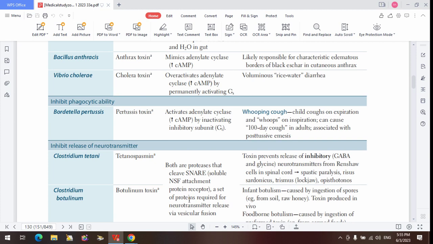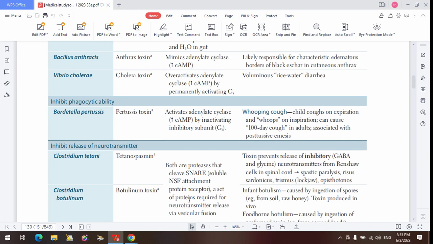coli. They produce Shiga toxin. What does Shiga toxin do? It inhibits protein synthesis. How? It removes adenine from ribosomal RNA. Ribosomal RNA is a component of the 60S ribosome. The 60S ribosome doesn't work. You cannot have that protein synthesis machinery happening. Don't forget, ribosomal RNA is also known as a ribozyme that catalyzes the formation of the peptide bond. You cannot have protein synthesis.